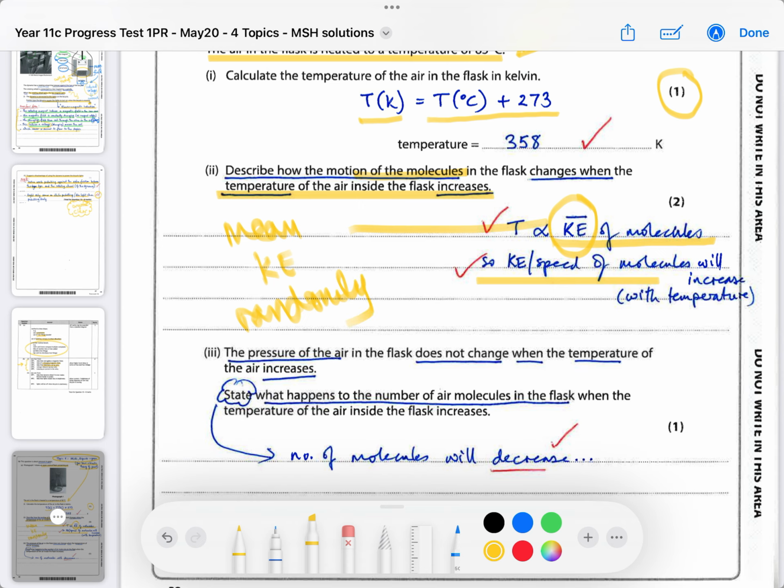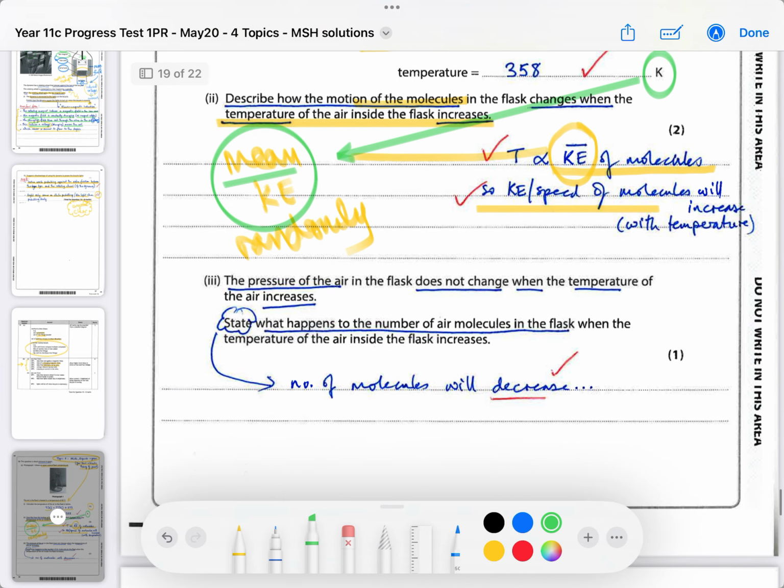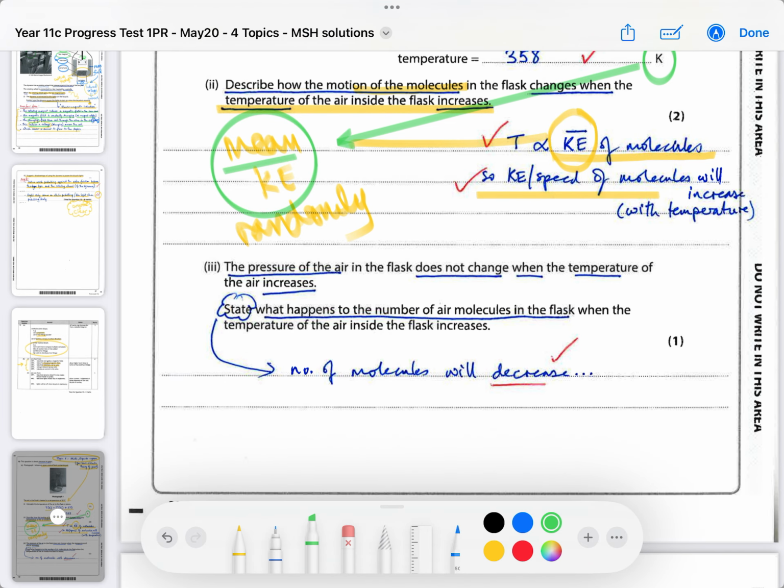So to get the second mark, which I don't think many people got, you've got to mention it's the mean kinetic energy, which is directly proportional to the temperature in Kelvin. Okay? So temperature in Kelvin is directly proportional to the mean kinetic energy. Okay? So I should write here, I should put mean.